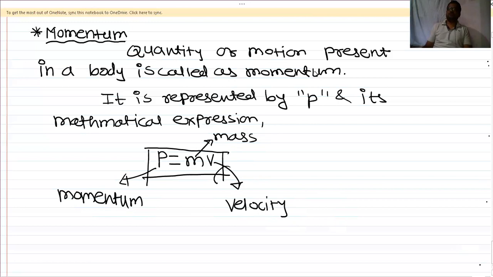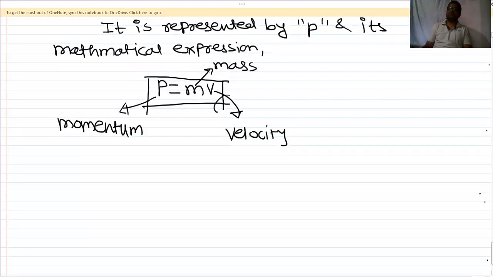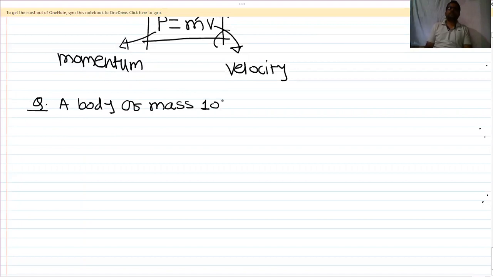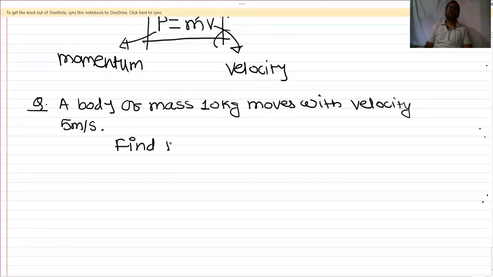So let us consider an example. Let us suppose a body of mass 10 kg moves with velocity 5 meter per second. Now we have to find the momentum. Find the momentum of the body.